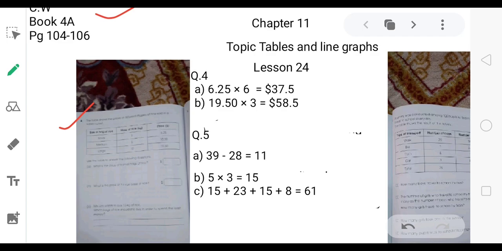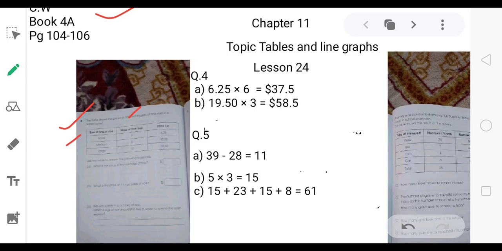The table shows the prices of different masses of rice sold in supermarkets. He has taken 3 columns over here. The first column shows size of bags of rice, that is small, medium and large. Second column shows mass of rice in kgs: 3 kg, 5 kg and 10 kg, meaning 3 kg of rice for the small bag.